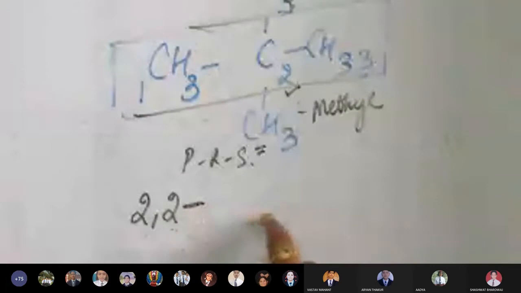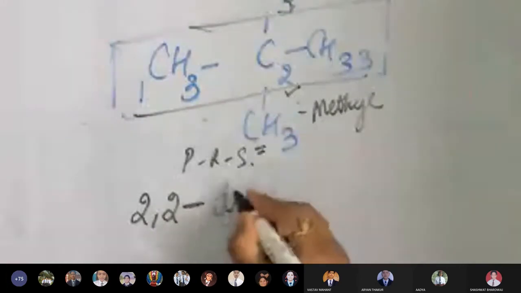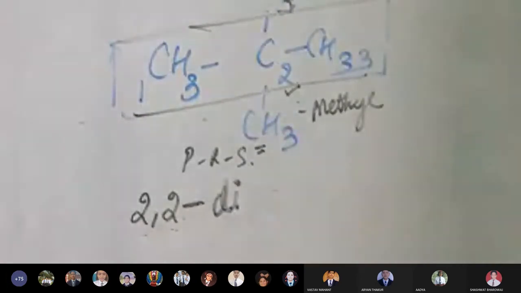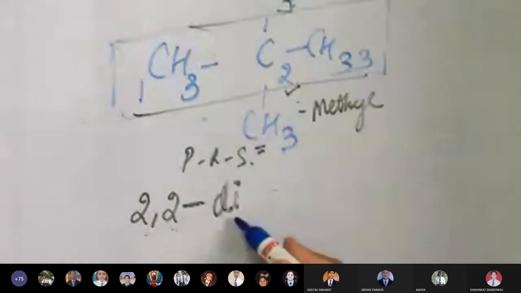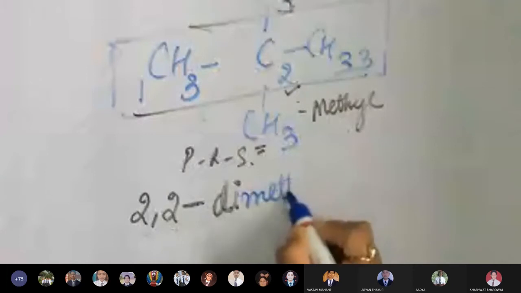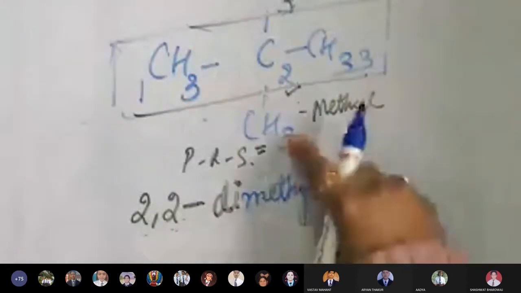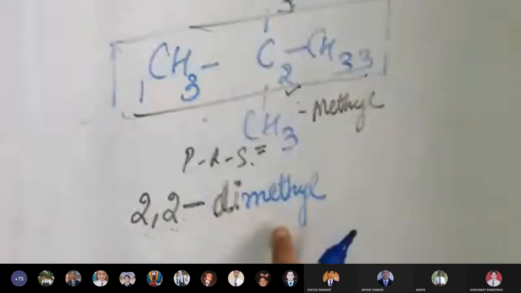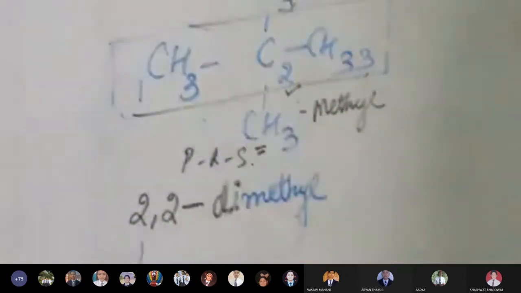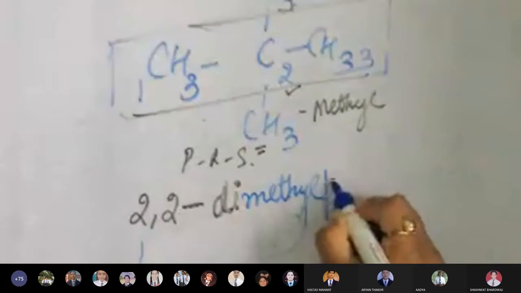So I will not write methyl and methyl. I will use the word di. Di means both are similar groups but two in number. So both are two in number, 2 and 2, and the group is methyl. So this is about your prefixes. 2, 2 is because this is at 2 and this is also at 2. Hyphen, di means two groups are present. Two groups of what? They are of methyl. So this is your prefix part. Then the root word. So 1, 2, 3. 3 carbons are there. So the root word will be prop.